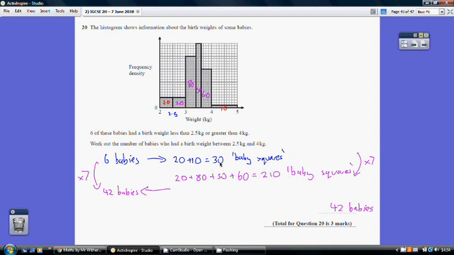Now 30 baby squares was 6 babies. I've now got 7 times as many baby squares. 210 divided by 30 is 7. So I'm going to have 7 times as many babies. 6 times 7 equals 42 babies.